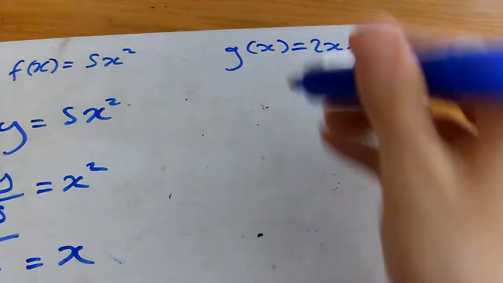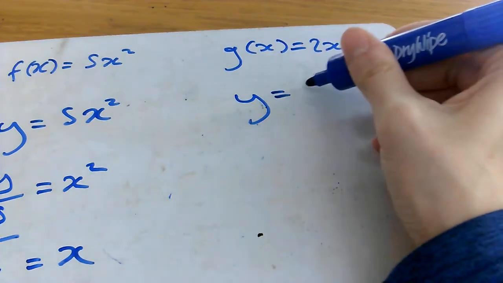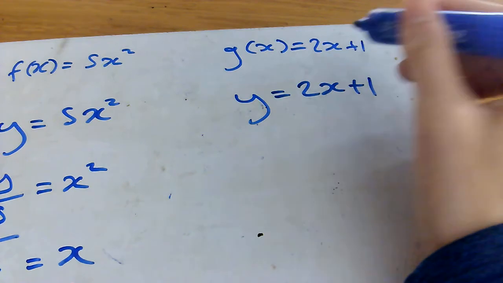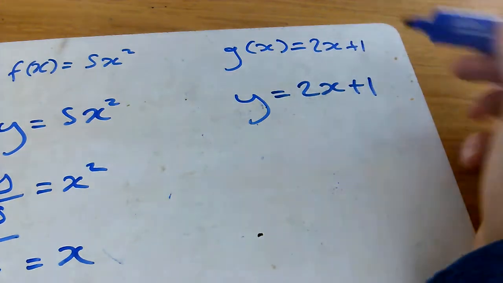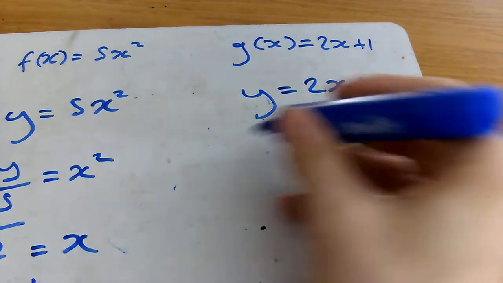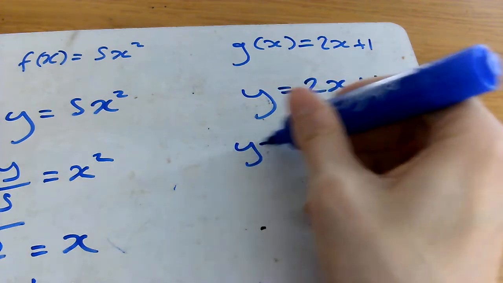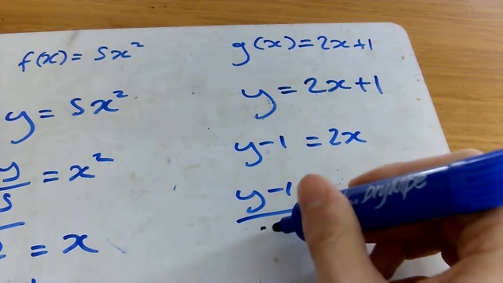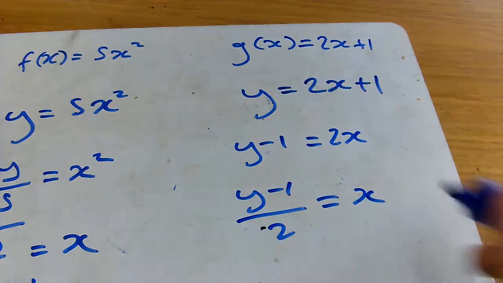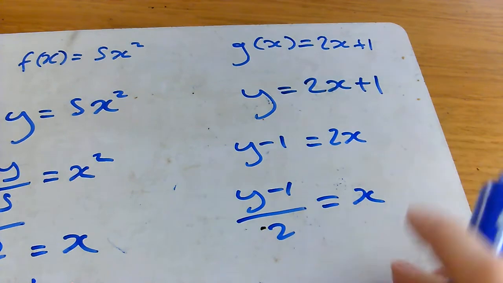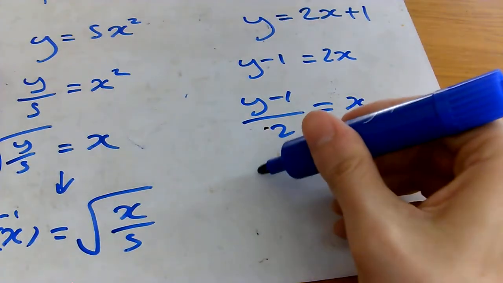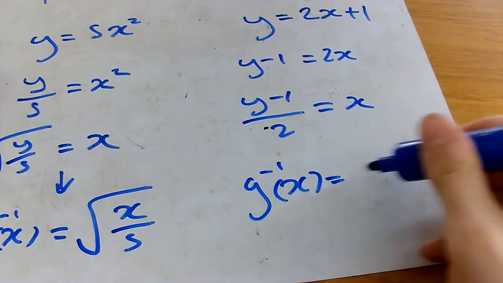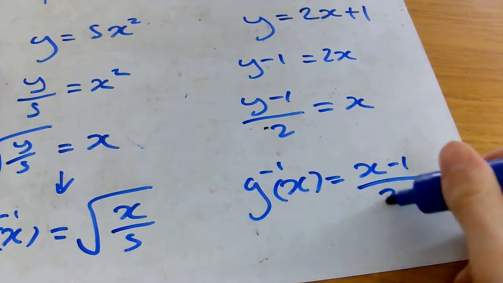Do the g inverse as well, same method. Write it as y equals 2x plus 1. Again, you can probably just work out in your head what it's going to be. What's the reverse of times 2 plus 1? Well, you can probably guess it, but let's see if it's right. Rearrange this then, so y minus 1 equals 2x. y minus 1 over 2 equals x. And then we're going to put this into the function notation properly. So that's going to be g to the minus 1 of x is equal to x minus 1 divided by 2.